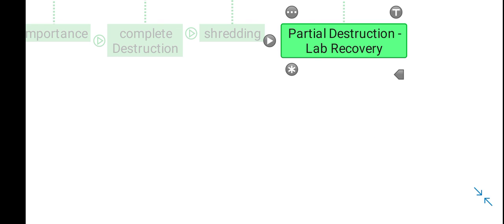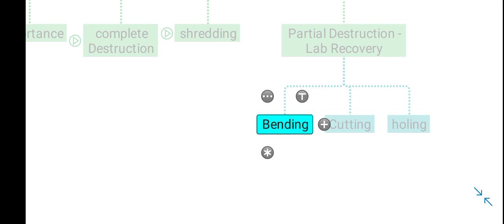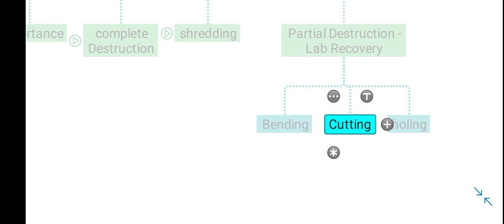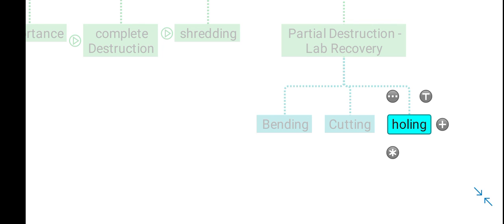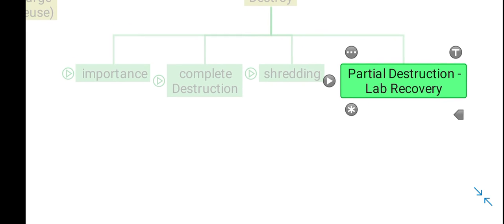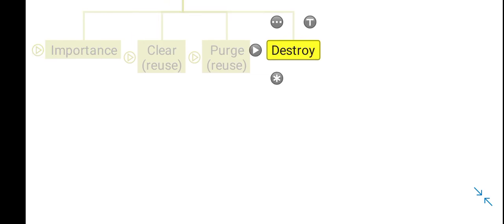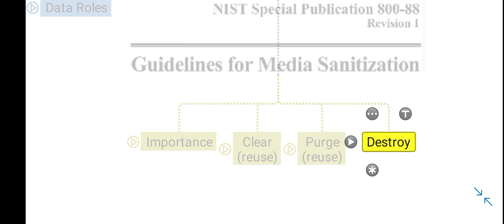Then there are certain techniques which do not ensure complete destruction but partial destruction of the media, and lab recovery using specialized tools can be used to recover the partial data. These are bending of the flexible media, cutting it, or making holes. So the portion which is not destroyed can be retrieved or recovered by using lab techniques. So this was all. Thank you.